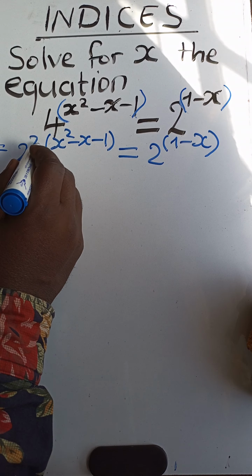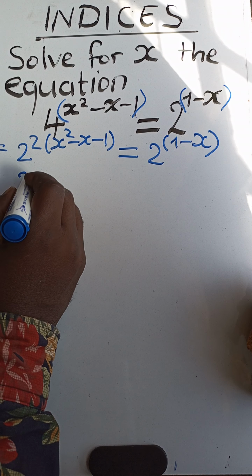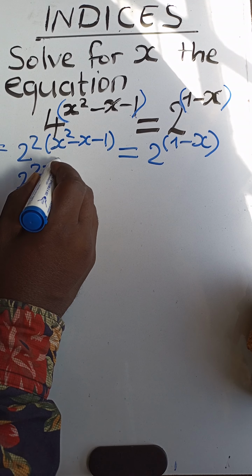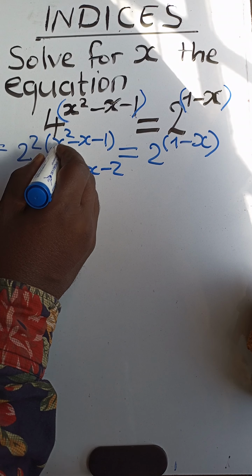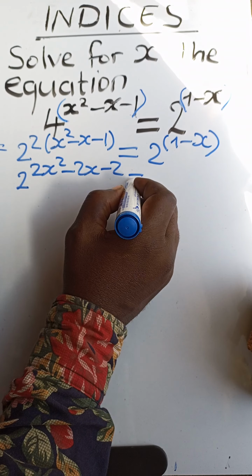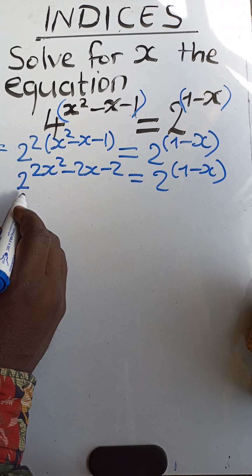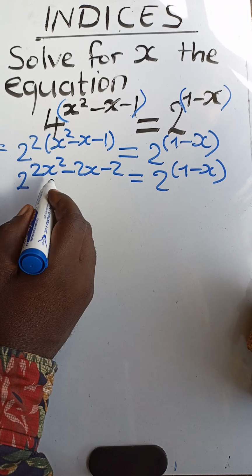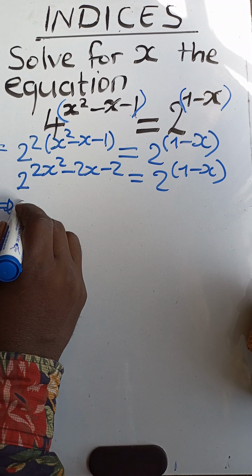The next thing, we open out this bracket with respect to these 2. And so we have 2 to the power 2x squared minus 2x minus 2. That's 2 multiplied to everything in here, is equal to 2 to the power 1 minus x. Now, the bases are equal, so we have the right to equate the powers. So that means 2x squared minus 2x minus 2 is equal to 1 minus x.